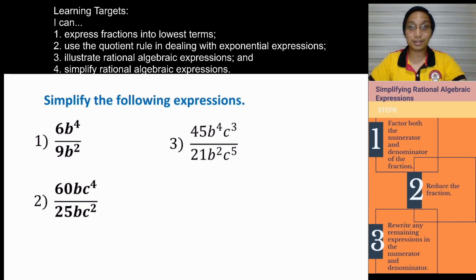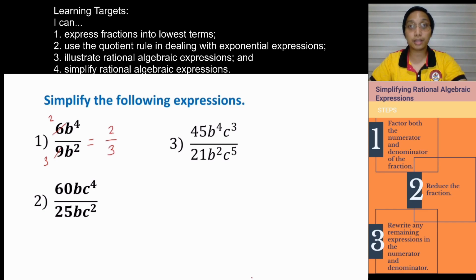Okay, so let us take a look at the following examples. This is a combination of your fraction and your exponential expressions. So you can basically deal with the fractions and the exponential expressions individually. If you want to simplify number 1, you need to think first of a number that divides 6 and 9, which is 3. So divide 6 by 3, I'll get 2. Divide 9 by 3, I'll get 3. So the lowest form of my fraction will be 2 over 3.